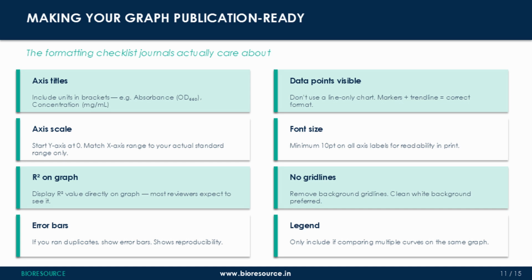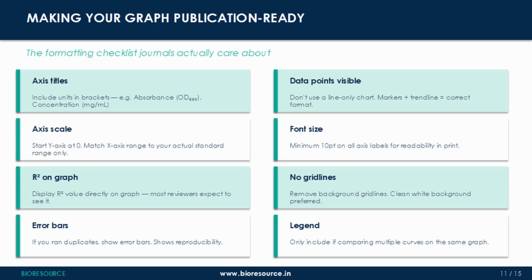Start your y-axis at 0. Don't let Excel auto-scale it to start at 0.05. That makes your curve look curved when it isn't. Display R-squared directly on the graph. Most reviewers expect to see it, and placing it on the graph is cleaner than describing it in the figure legend only. If you run standards in duplicate or triplicate, add error bars to each data point. This demonstrates reproducibility and is expected in high-impact journals.